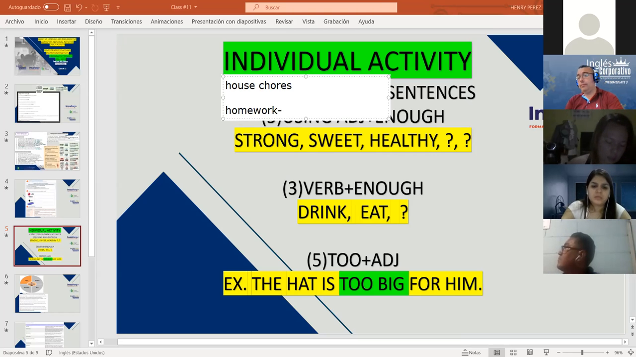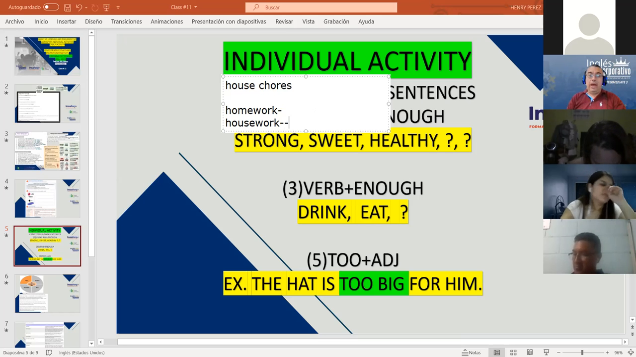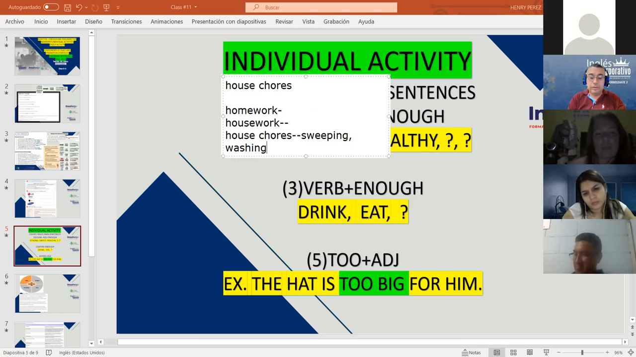Teacher, that is for education. Okay, if I say housework? You can say housework, but housework es trabajo de la casa. It depends how you want to say it, right? Trabajo de la casa, because housework could include fixing the toilet, it could include fixing the window, that's included in that also, right? But house chores are those like sweeping, trapeando, all those types of things, right? Barriendo, sweeping, washing, those are house chores, okay? Cleaning.